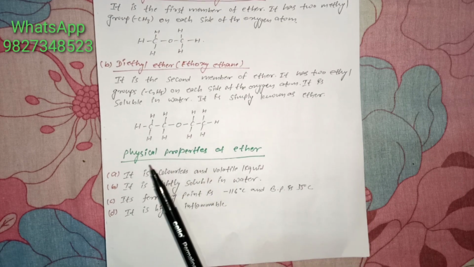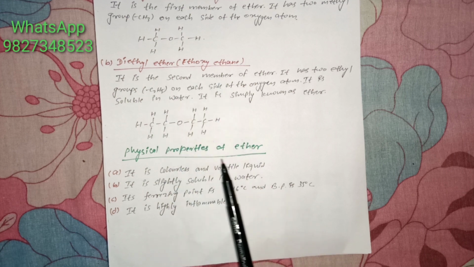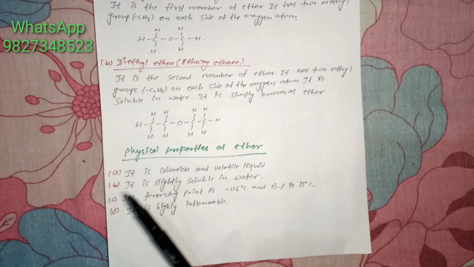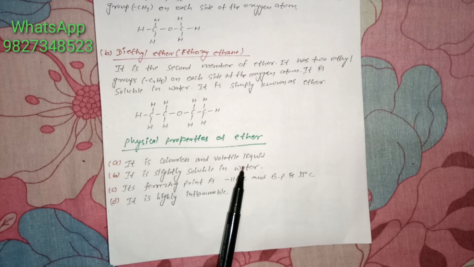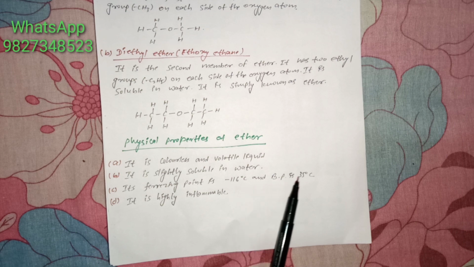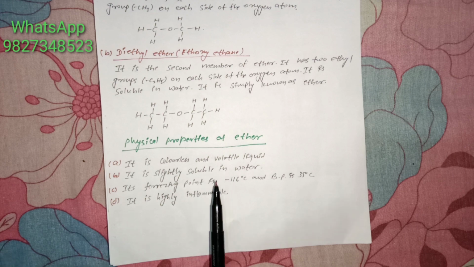Now let's see some physical properties of ether. Ether means diethyl ether. The first one is it is a colorless and volatile liquid. The second one, it is slightly soluble in water, but it is readily soluble in alcohol. Its freezing point is -116 degrees Celsius and boiling point is 35 degrees Celsius. It is also highly inflammable. So these are some of the physical properties of ether.